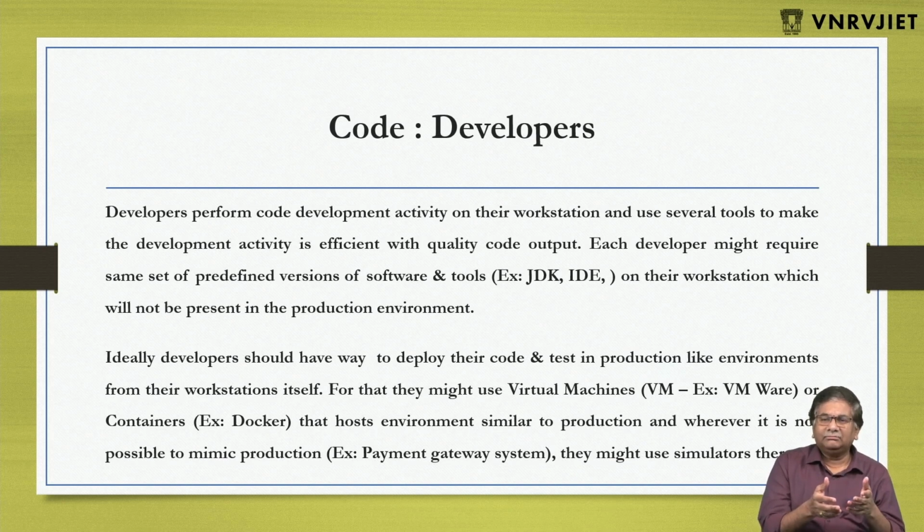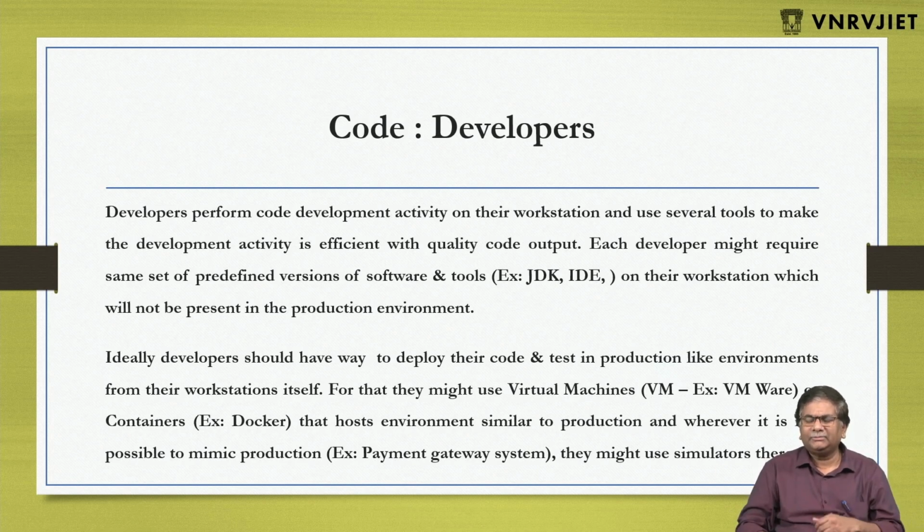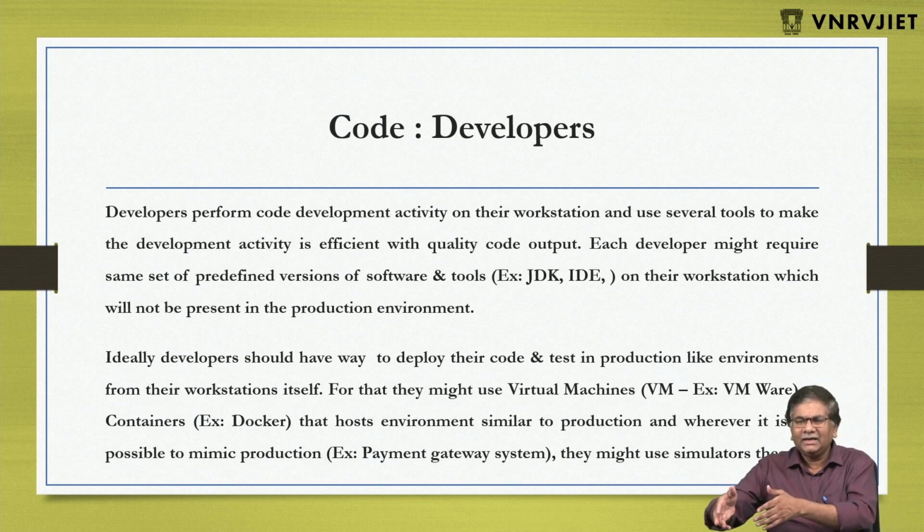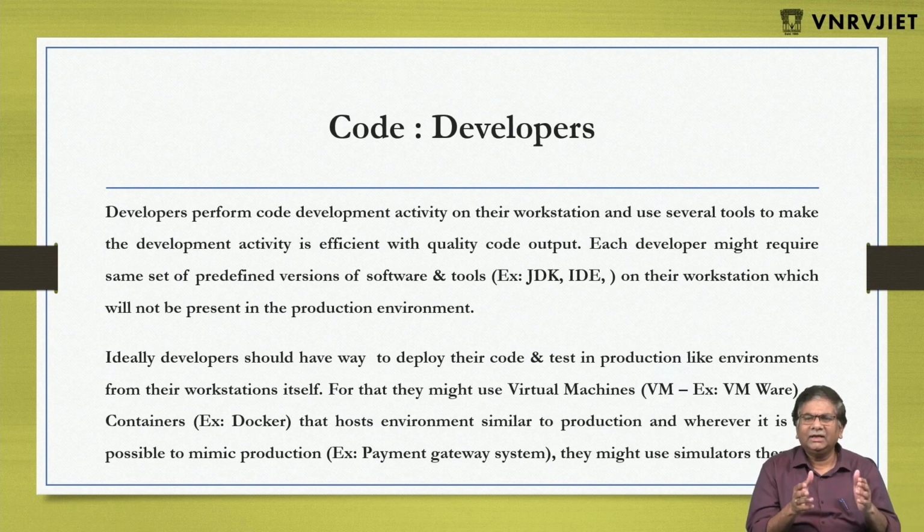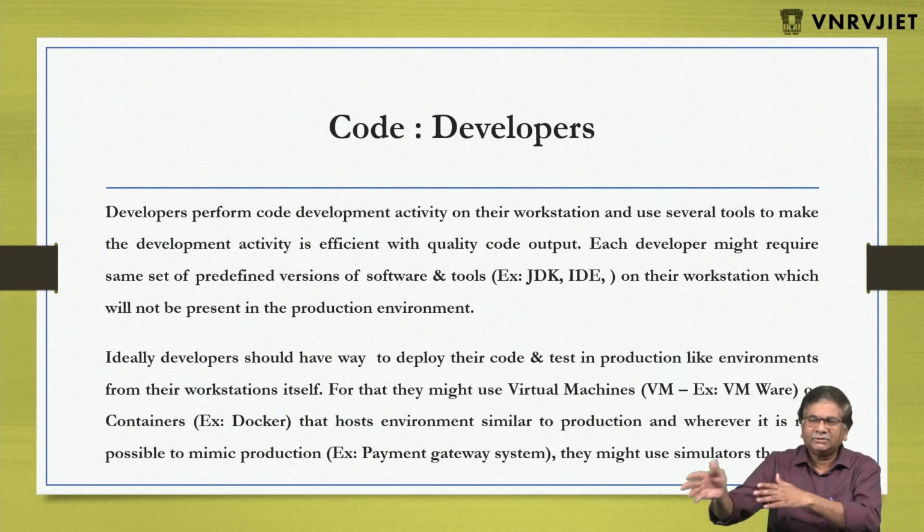Each developer might also require a predefined set of versions of software tools, like the JDK or some particular version of an IDE, on their workstations, which will not be present in the production environment. Certain things like the JDK, compiler, or IDE we don't need in production, because those are tools used for development. Once the development is done, the binaries come out. You don't need all of them, so only developers need them, not production.